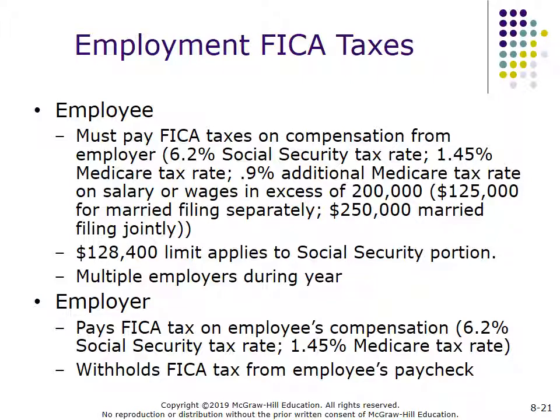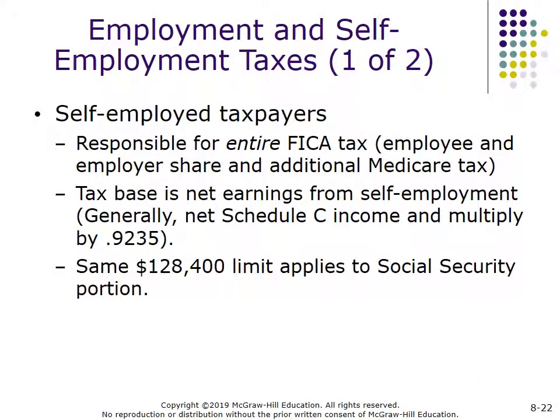The employer also has to pay a 6.2% tax for Social Security using the employee's wages that were used to compute that tax, and 1.45% in Medicare tax. So the government gets money from an employee and an employer for both those taxes. Now, what happens with the self-employed person? We've talked about this a little bit. The self-employed person is responsible for both the employee and the employer's share, as well as additional Medicare tax.